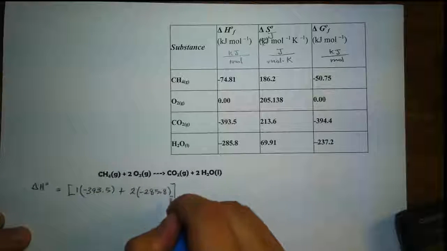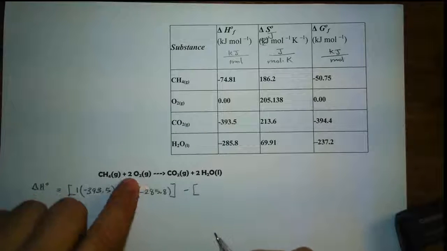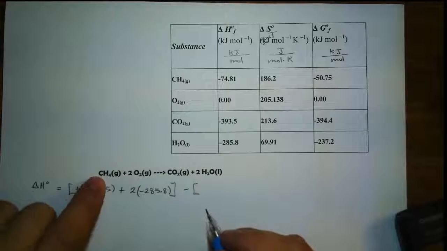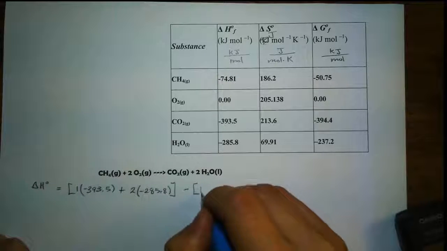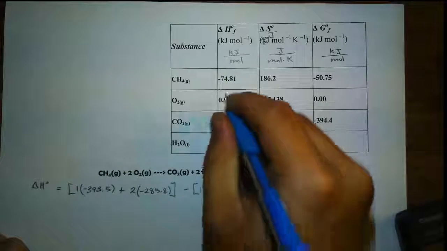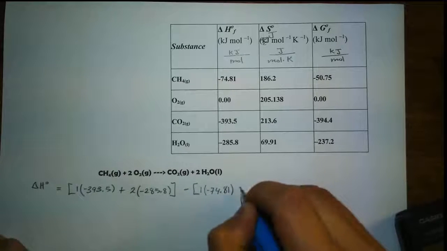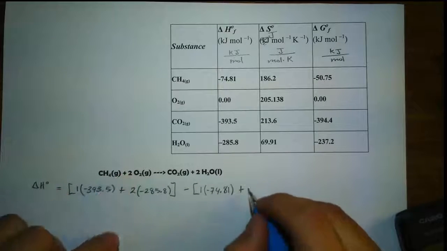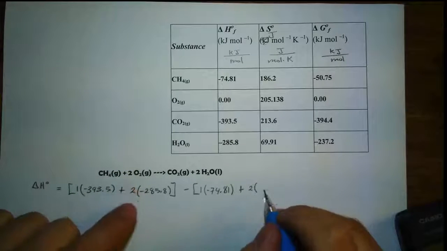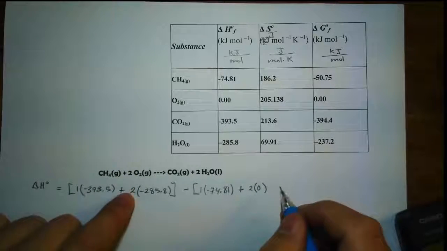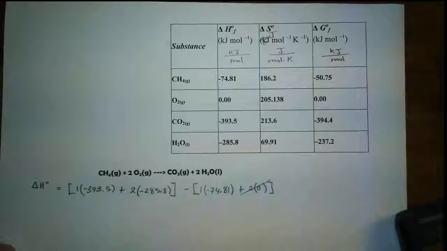So we now close it with a bracket. Then we minus the reactant. In this case, CH4 right there, okay? How many do we have? 1. So we put 1 right there, CH4, negative 74.8. And we add 2 moles of oxygen. I know oxygen is an element, so it's got to be 0. And I can prove that to you right there. Look at that. Isn't that beautiful? So we kind of ignore that part.